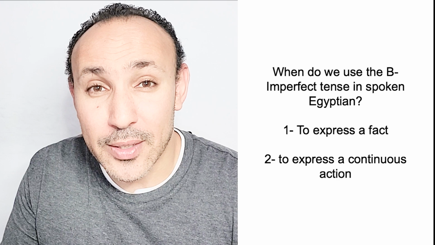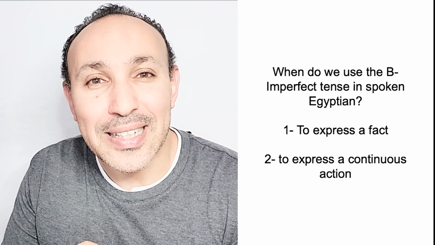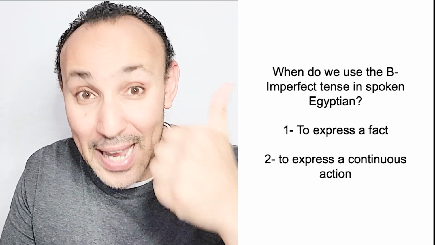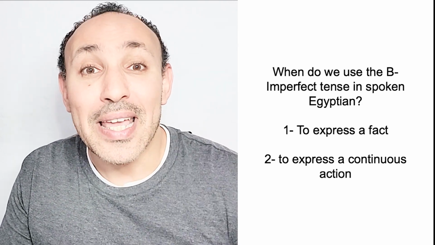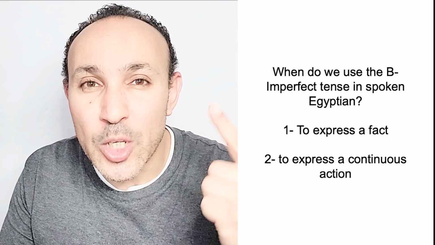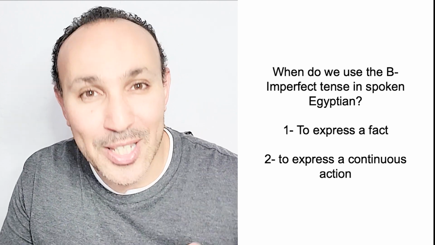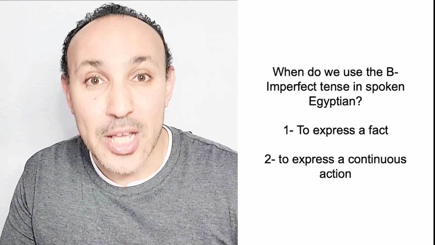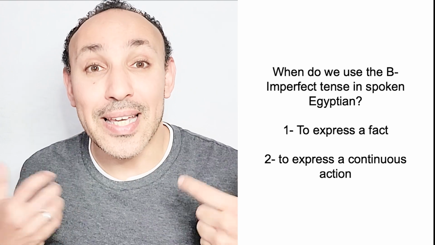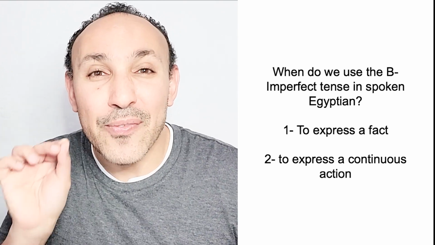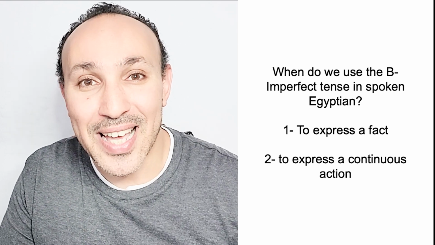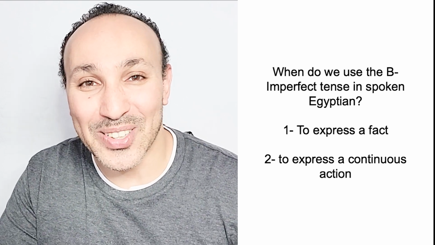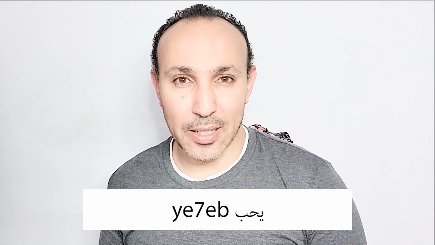Why do we use it? We use the be-imperfect tense if we want to express a fact. It's like simple present in English, or if we want to express a continuous action, like present continuous in English. So the be-imperfect in spoken Egyptian has the function of these two tenses in English, the simple present and also the present continuous. Let's take the verb يحب, to love, as an example.